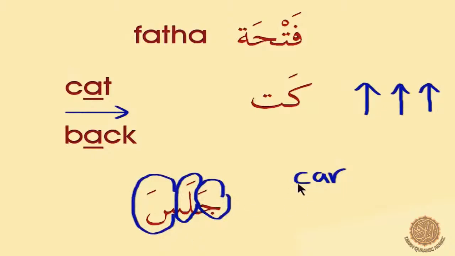Now here, when we say car, there's an elongation. That's written differently, and we'll explain that later on, inshallah. Just to note, it's a quick sound. So just ja, la, sa. Jalasa. Not jalasa or jalasa. No, jalasa. There's no elongation.